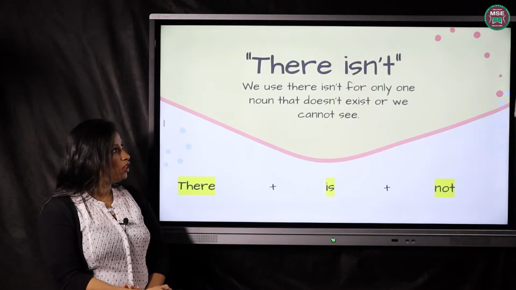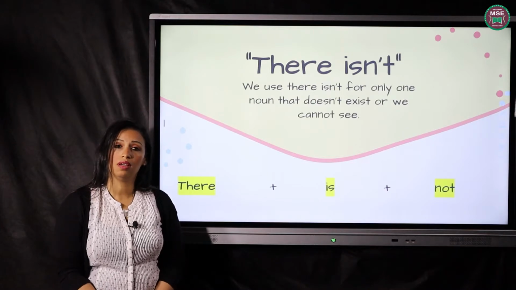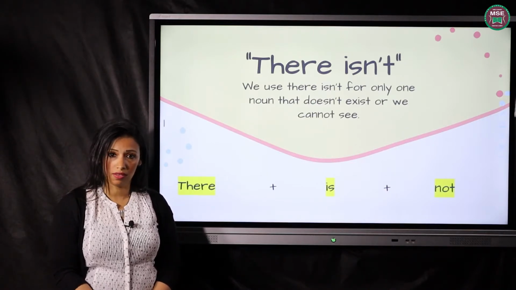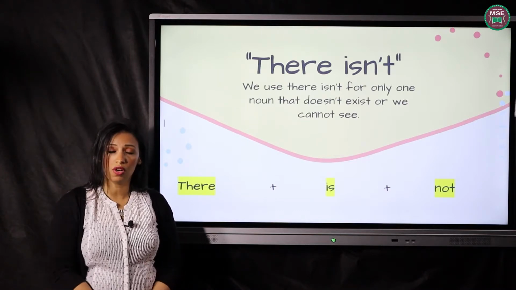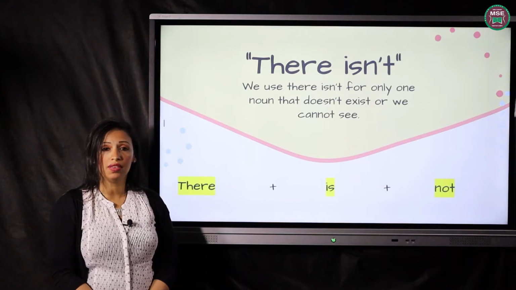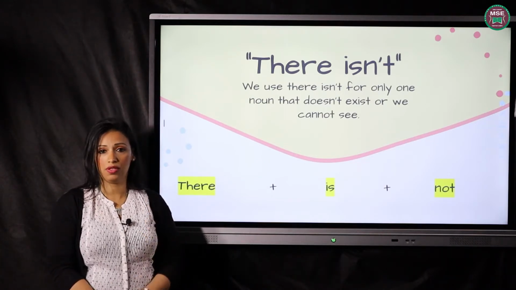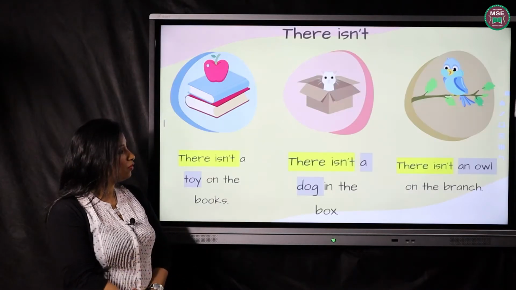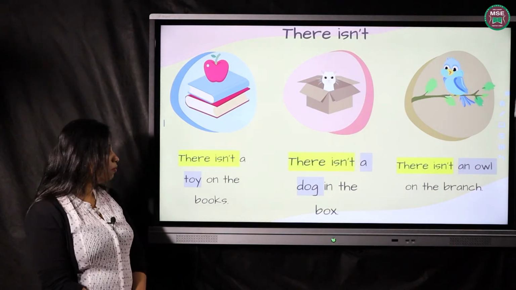We use there isn't and there aren't to talk about things that don't exist around us. Anything that doesn't exist around us or that I can't see, I will use there isn't when I'm talking about one thing or one person. So, for example, here, there isn't a toy on the books.